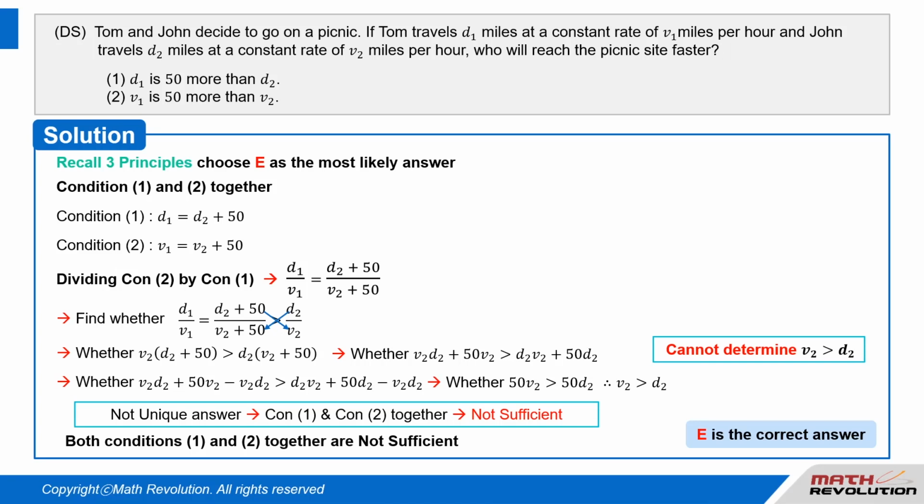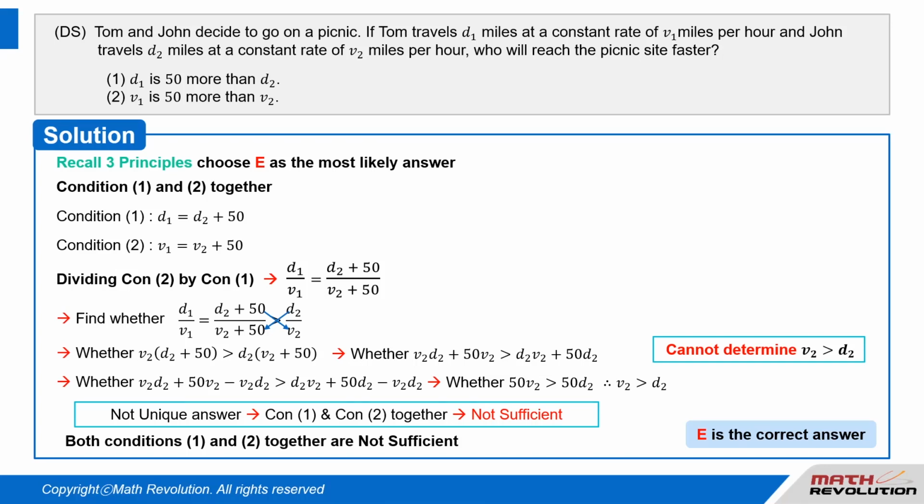If there are two people in the question and the question is asking who will reach the destination first, the most likely answer is E, because there are so many variables. Remember this, so if you see it on the actual exam, you will immediately know what to do. Both conditions 1 and 2 together are not sufficient, so E is the correct answer.